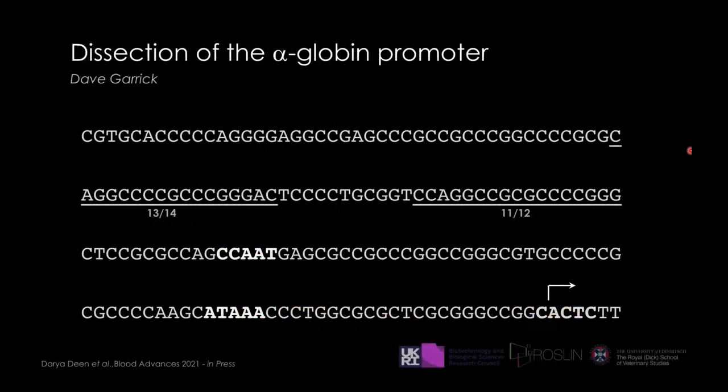So a colleague of mine, David Garrick, who is now based in Paris, has been reanalyzing the structure of the alpha-globin promoter. So these correspond to 200 base pairs of the promoter. The little arrow here represents the transcription start site. We have a non-conserved TATA box here and a CAAT box binding NF-Y. This has been already described well in the literature.